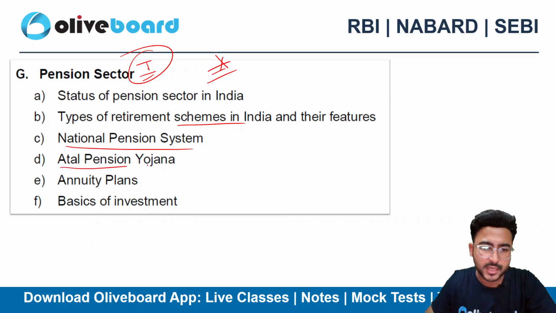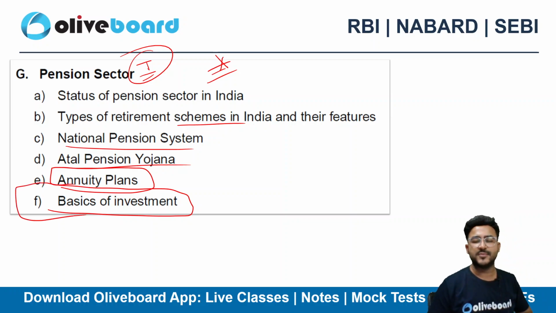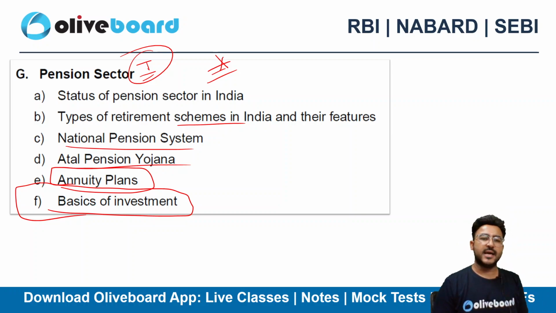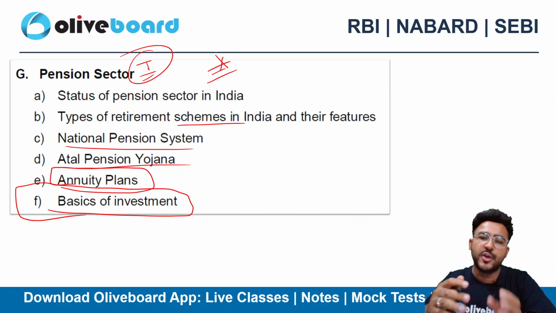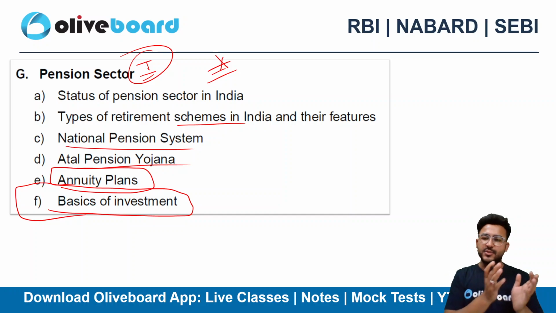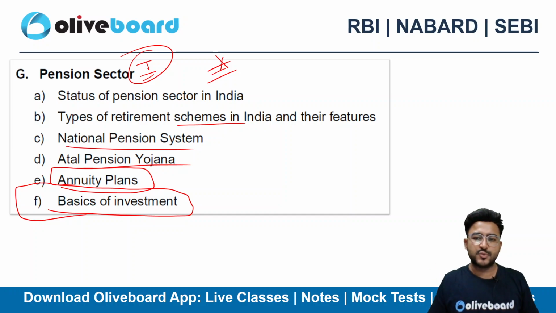National pension scheme, Atal pension yojana, what kind of annuity plans are there, and the basics of investment that we'll be studying in finance also, as well as commerce and accountancy, right? So again, these are the easy things and you can cover them easily. So that's about your pension sector, right? And definitely this paper 2 will be common for your phase 1 as well as phase 2, right? So whatever things you have studied in your phase 1 will be again useful for your phase 2 as well, right?